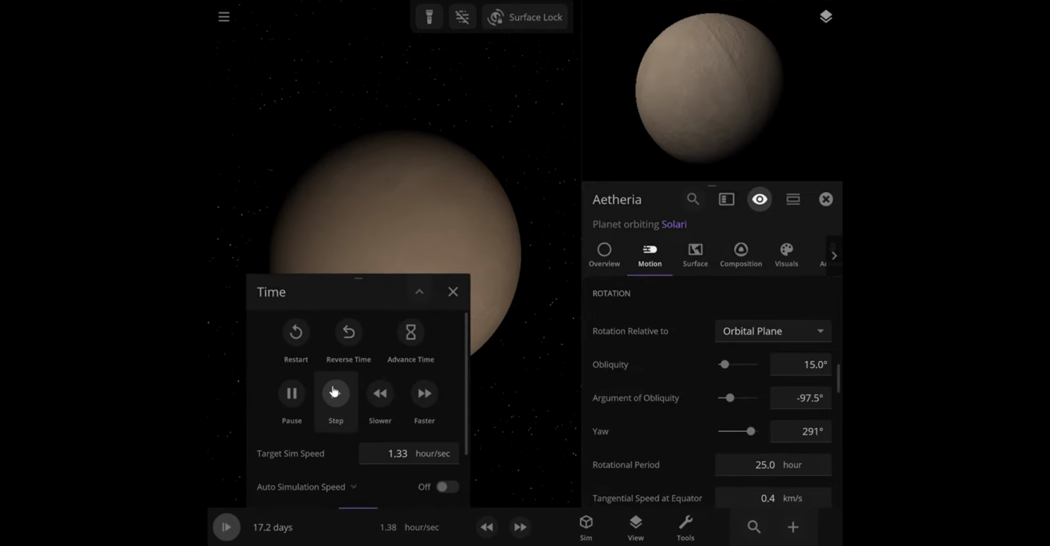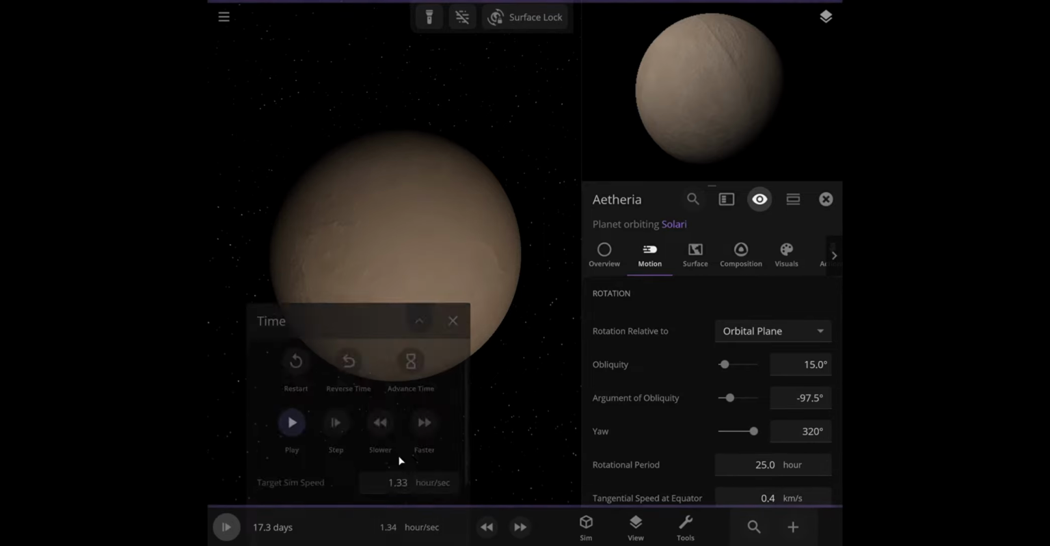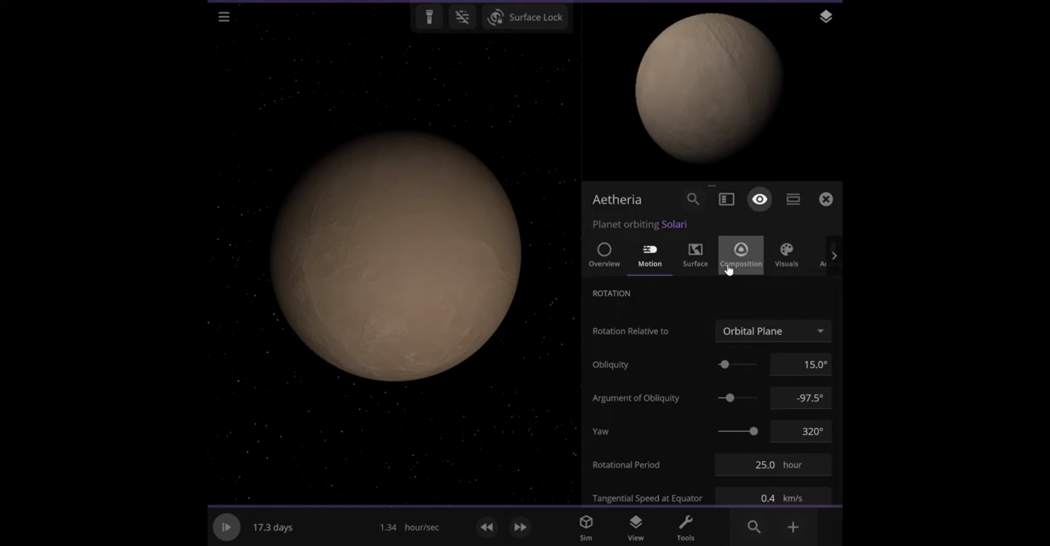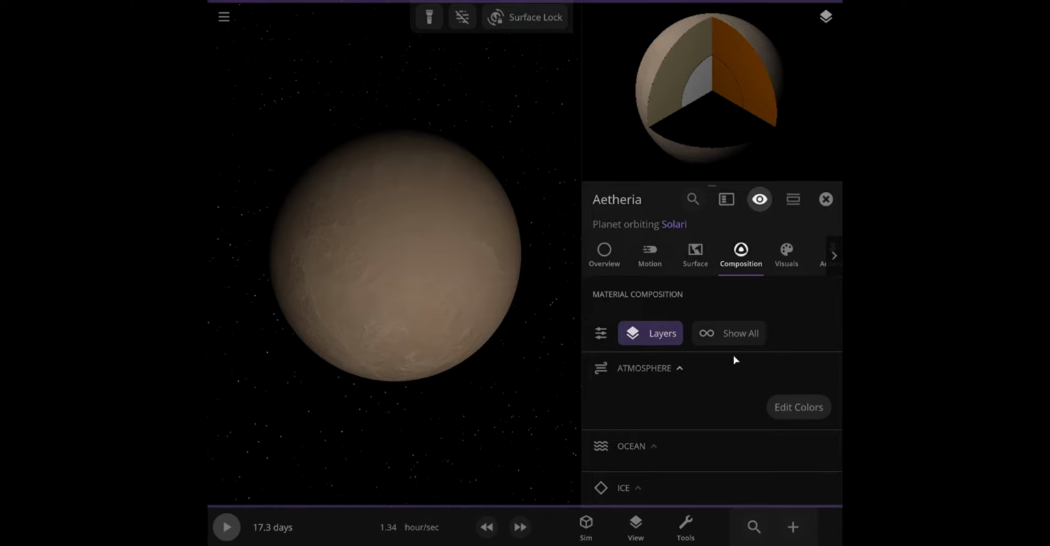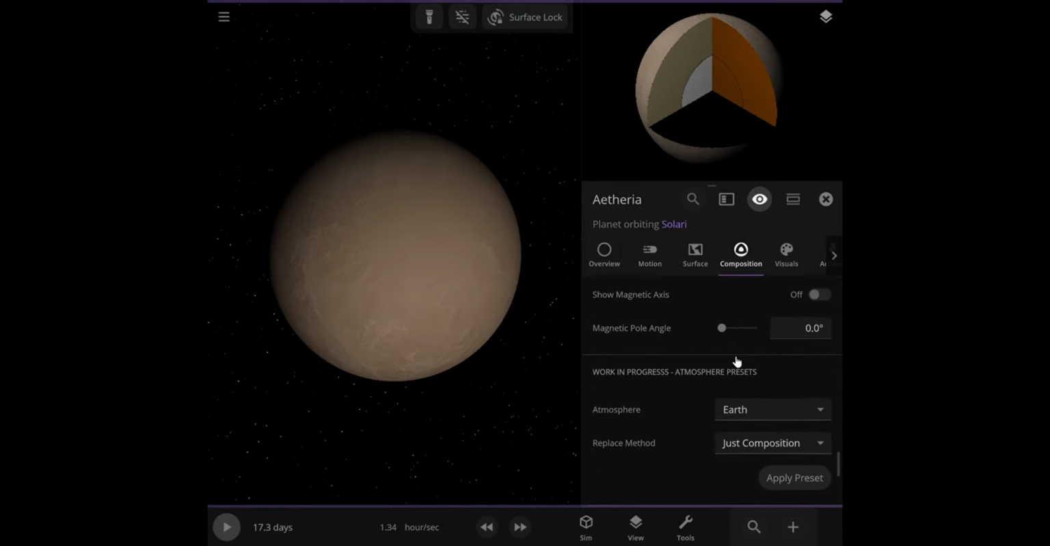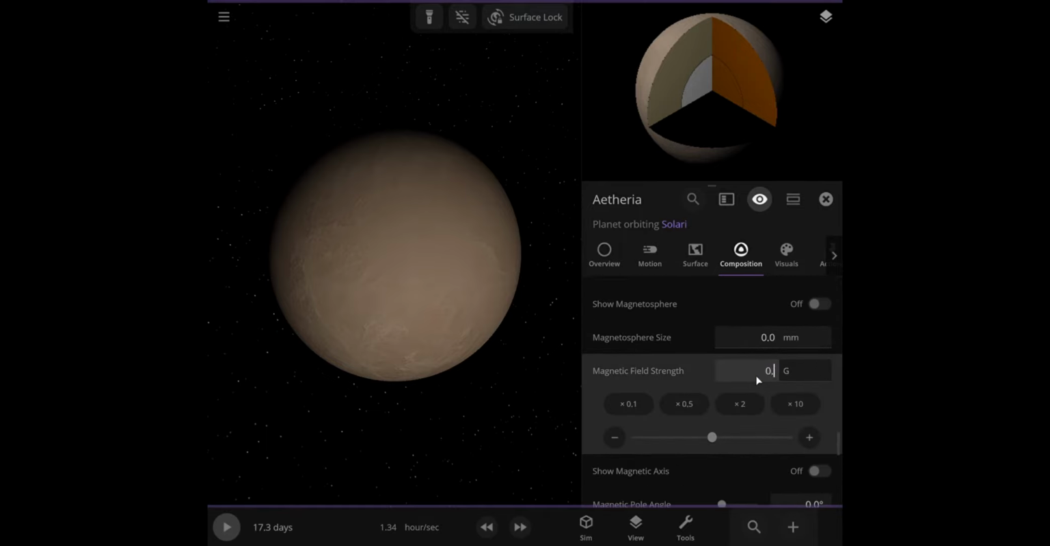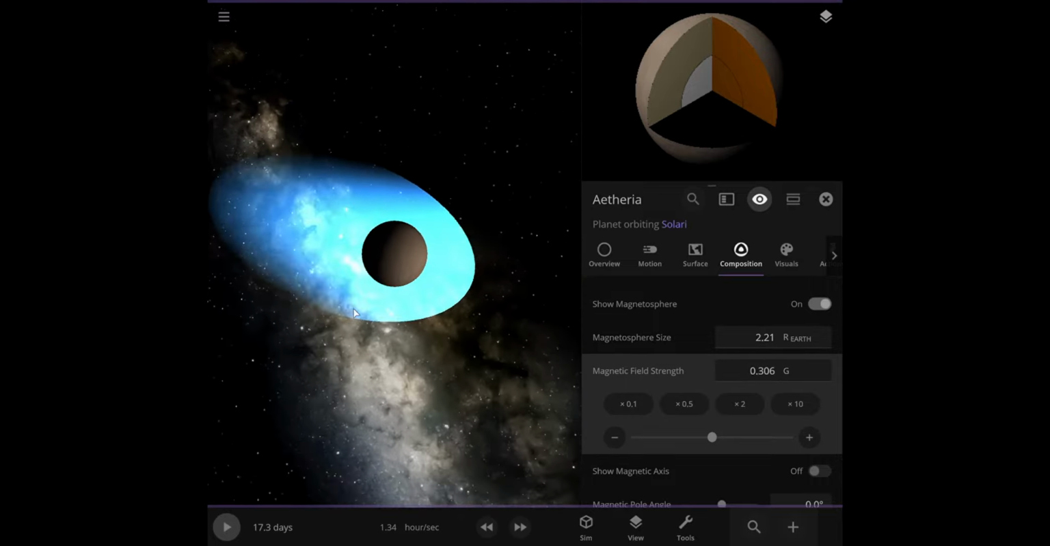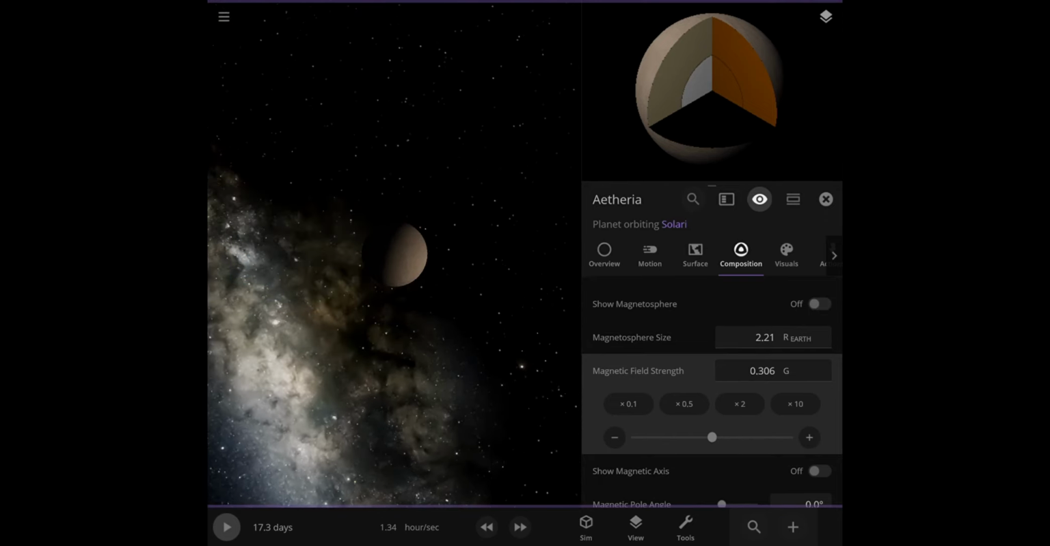And so, we're also going to... This one also has an atmosphere, which I'm also going to calculate the magnetosphere. Okay, I got it. The magnetosphere is 0.306 Gauss, which means it is close to the same strength as the Earth, but not quite. Anyways, back to this.